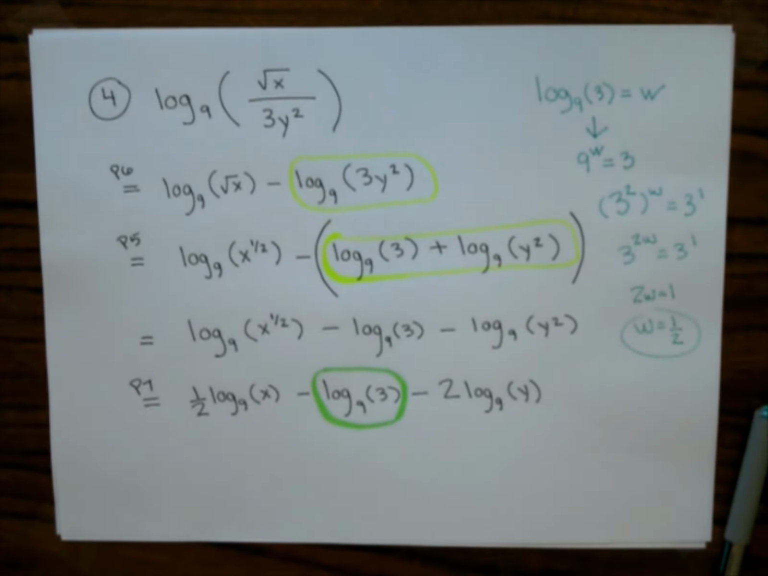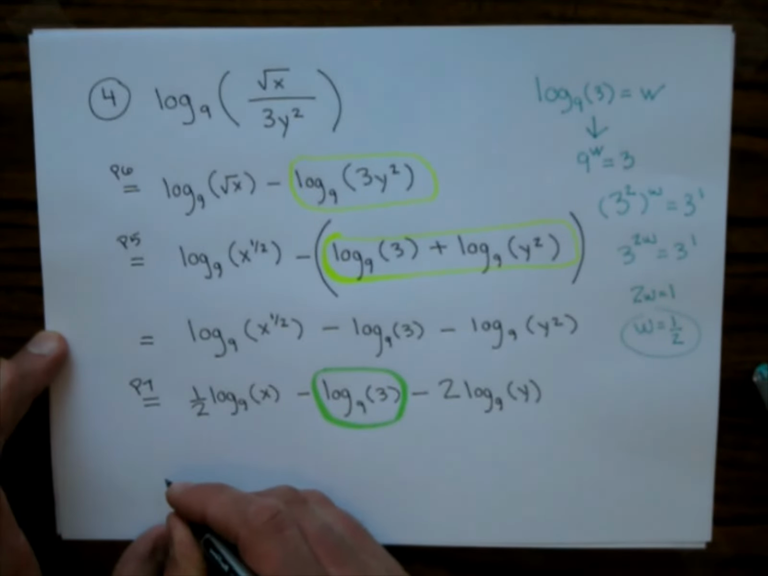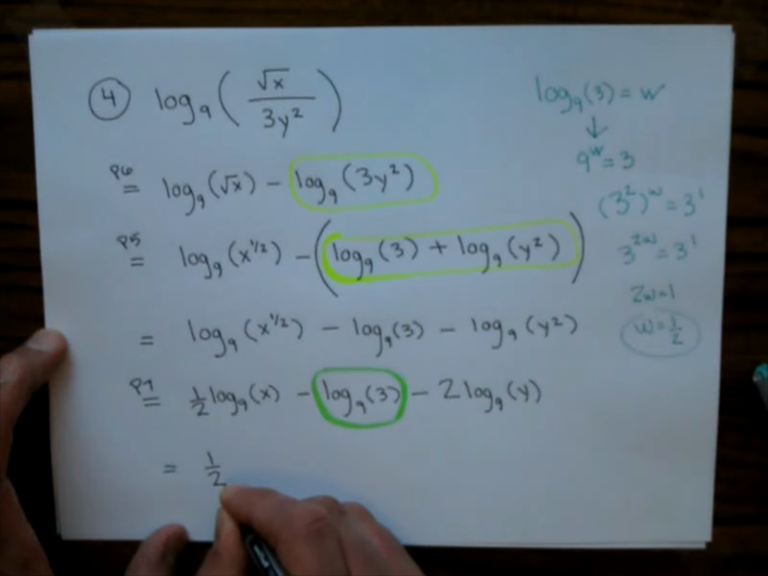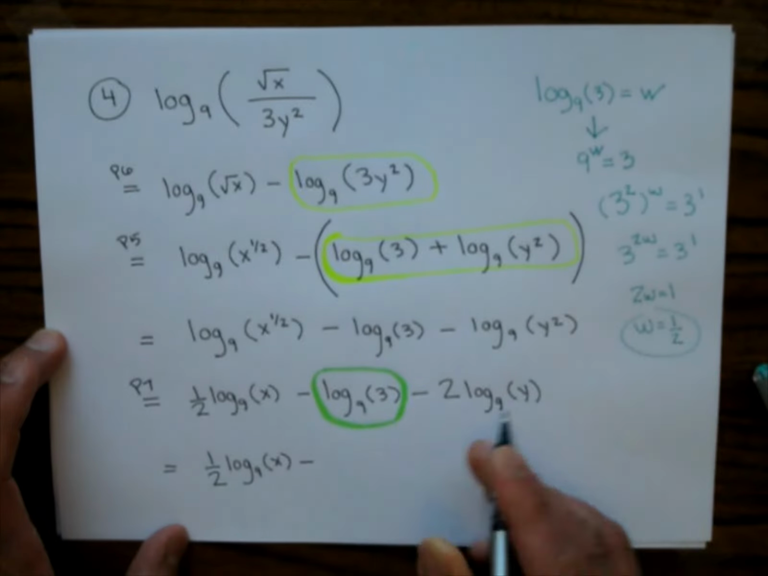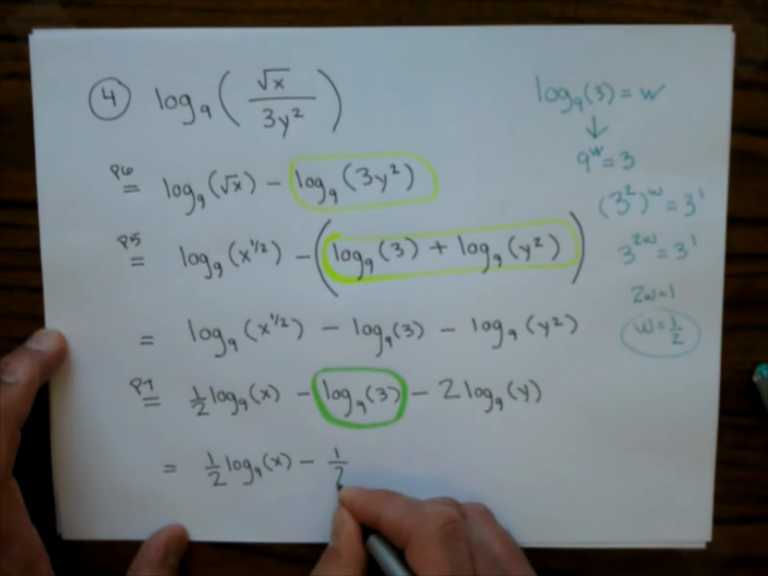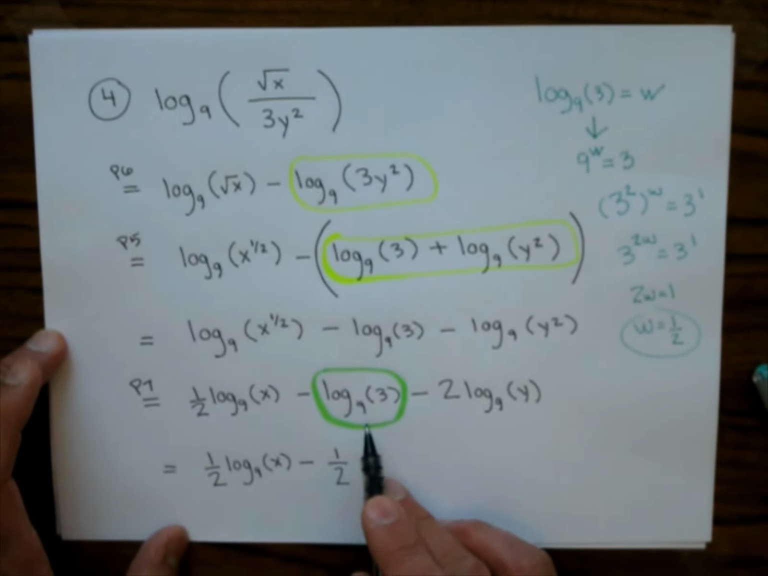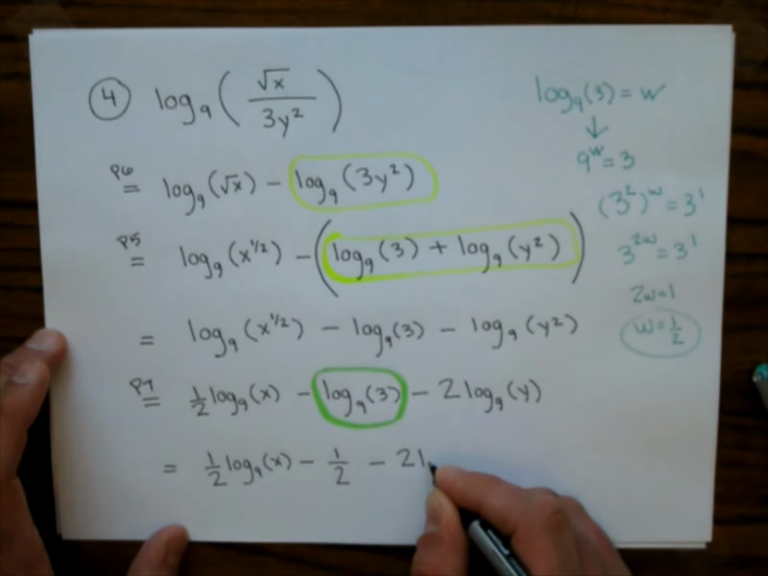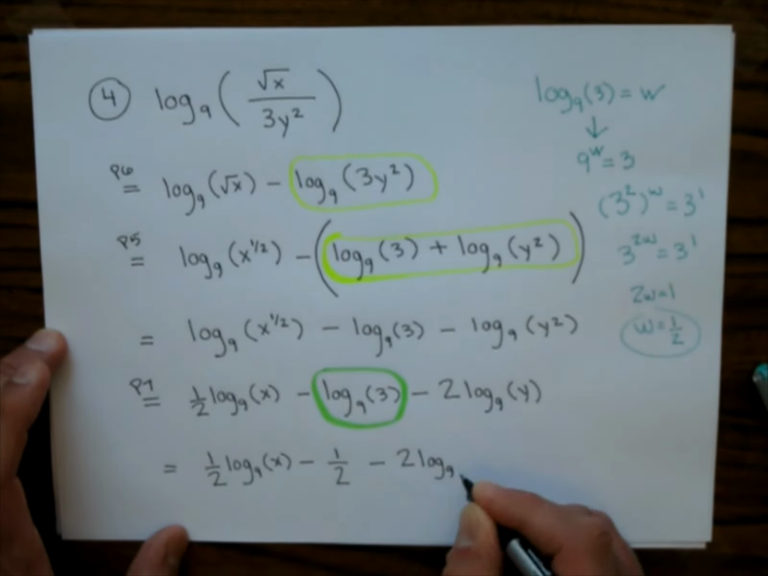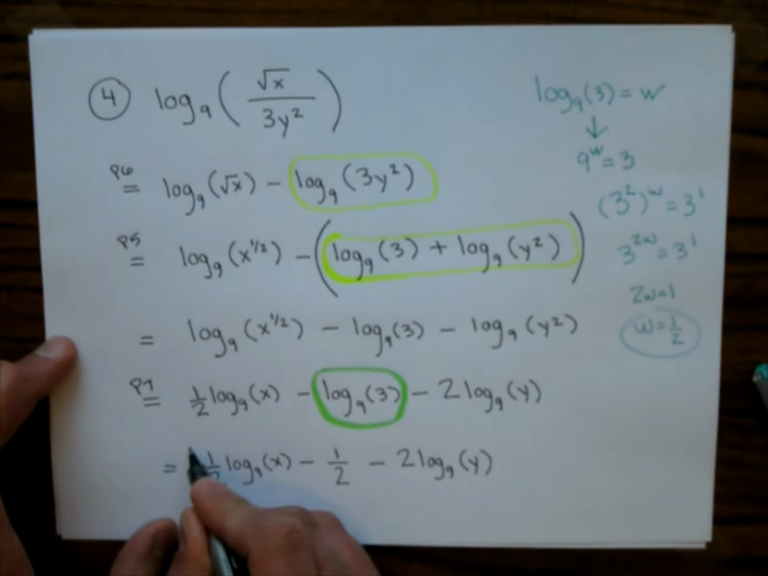So we can go ahead and replace the thing that I circled in green with a 1/2. There's a minus in front of there. So this gives me 1/2 log base 9 of x minus the 1/2. 9 to the 1/2 power gives me 3. Square root of 9 is 3, so that checks out. Remember that logarithms are just exponents. Minus 2 log base 9 of y. So now we are finished with this problem.